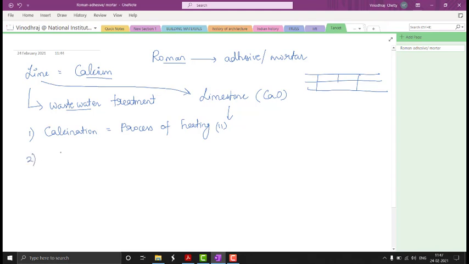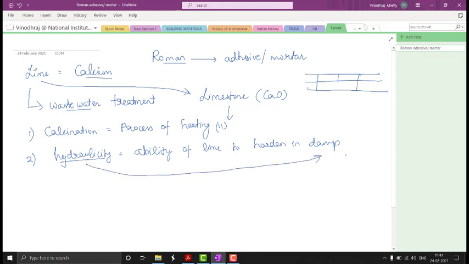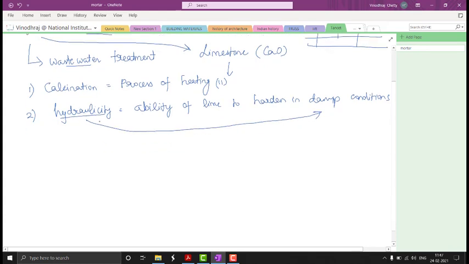The second term is hydraulicity. Hydraulicity stands for the ability of lime to harden in damp conditions. The name itself states it: hydro, damp conditions. It's like the setting of concrete. So hydraulicity explains the ability of lime to harden in damp conditions.